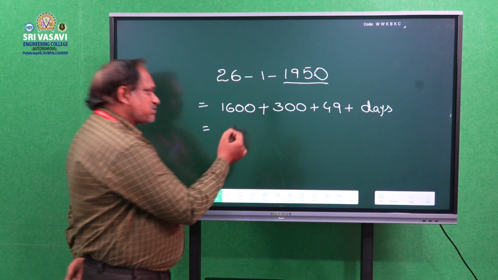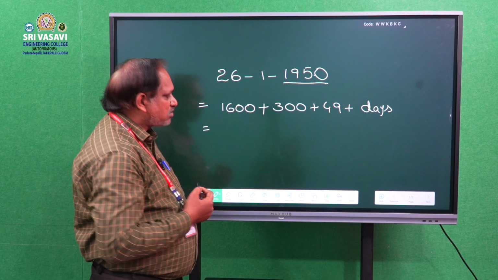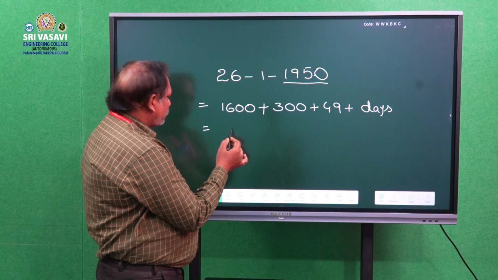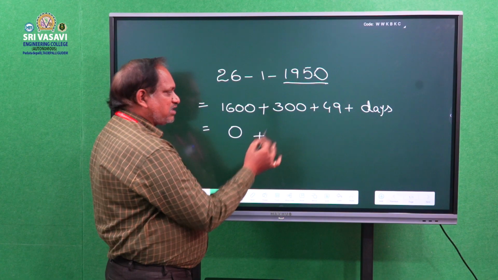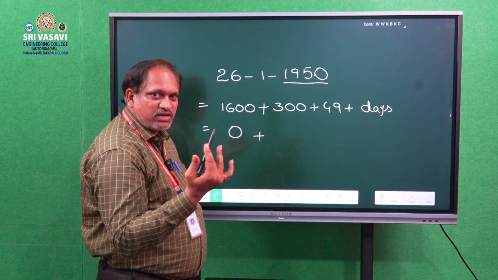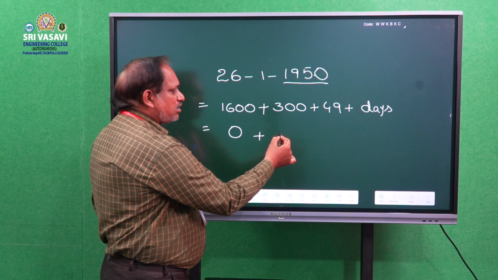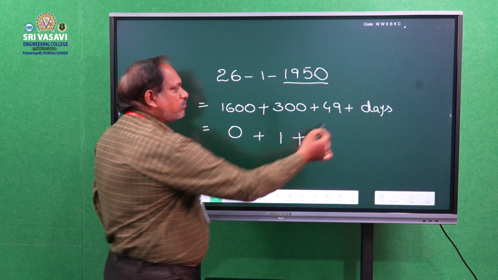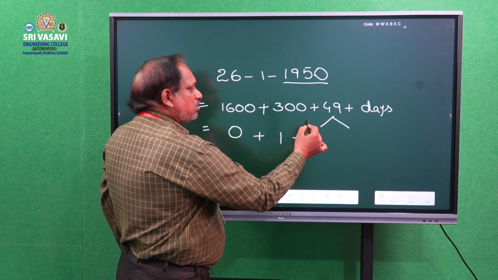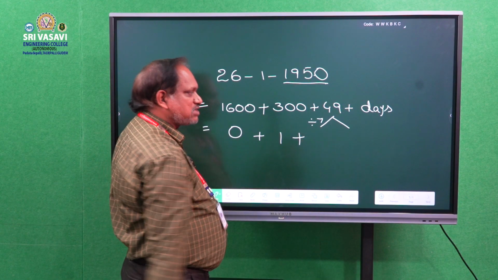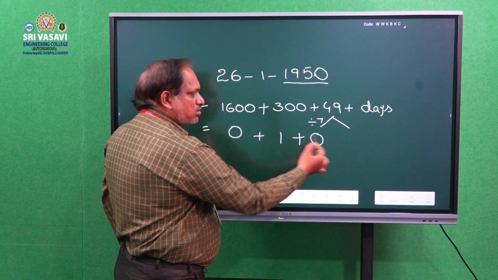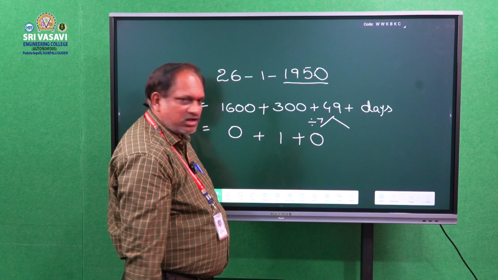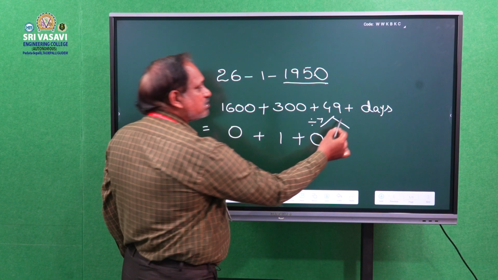Identification of odd days means for every 400 years, we discussed that odd days are 0. Therefore 1600 years, the number of odd days is 0. For 100 years we defined that it is 5, and 300 years it is 1. Now here the step considered, we first divide by 7. 49 when divided by 7, the remainder is 0.